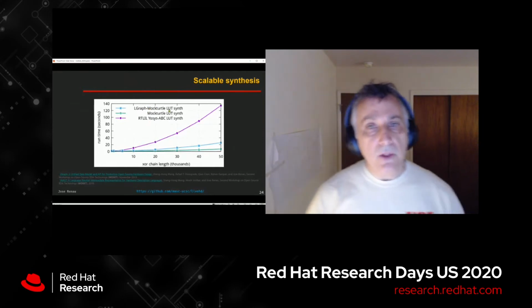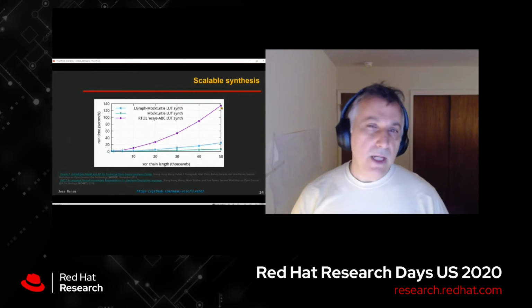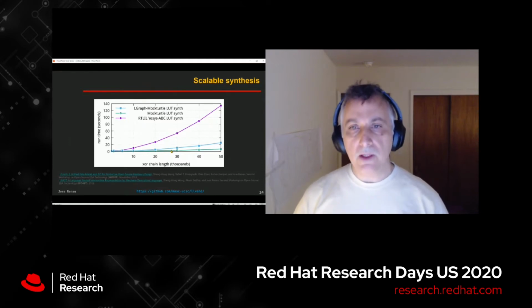Now, as I mentioned before, we're interfacing with synthesis tools. There are two main open source synthesis tools: ABC and Mockturtle. We are benchmarking both and tracking the quality of results of both, but we are focusing mostly on Mockturtle because it scales better and we can get better results.